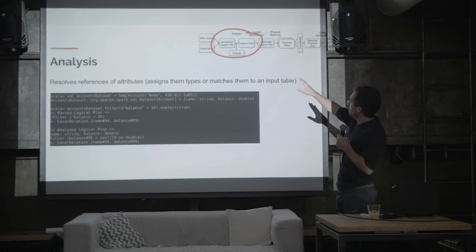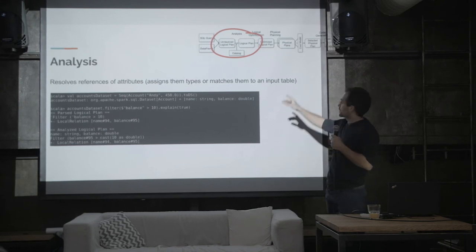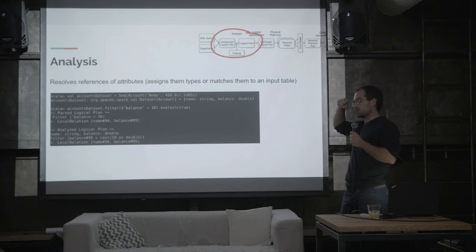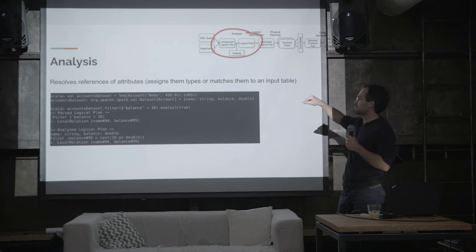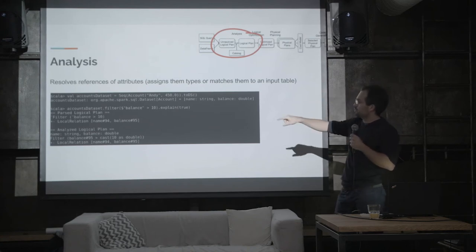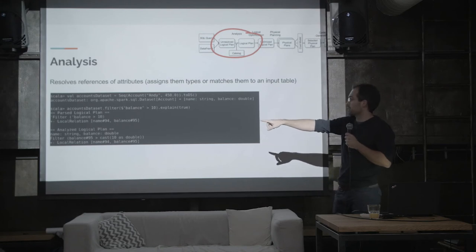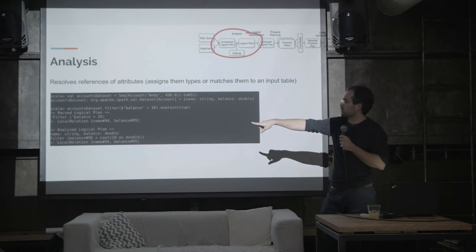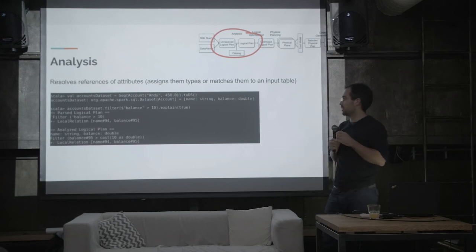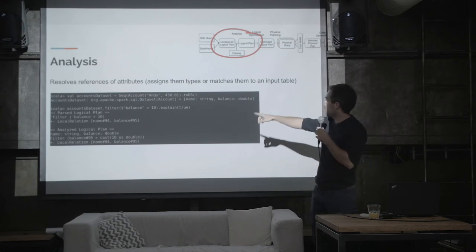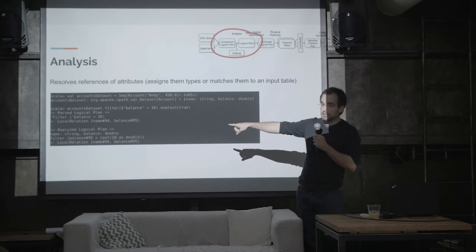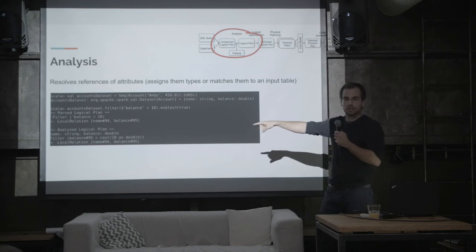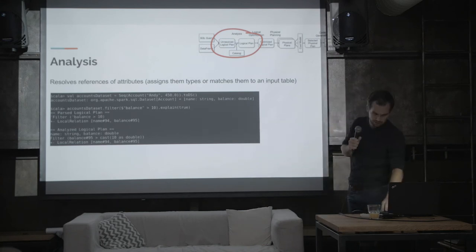And the first step, the analysis, is using external catalog, which is part of the Spark SQL as well, to resolve those parts. And as you can see, after analyzing it, we have analyzed the logical plan with the balance resolved. And also it knows that the balance is of double type, so it casts 10 to double. So this is done automatically during the analysis phase.